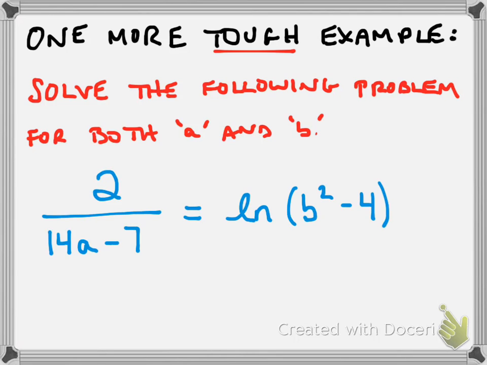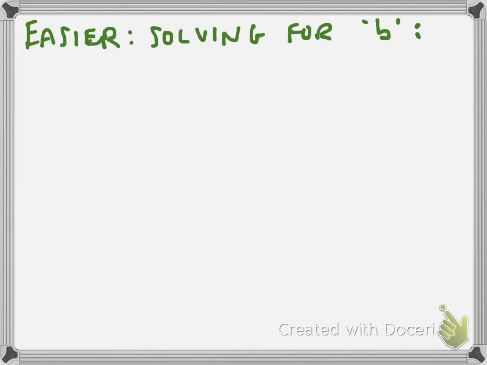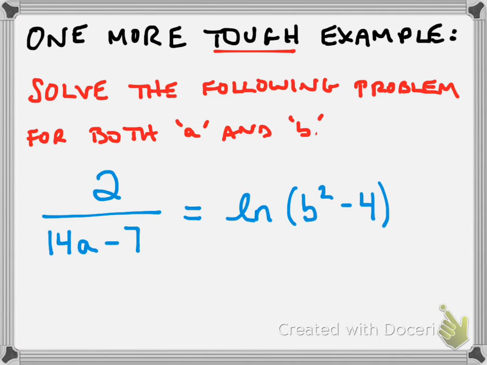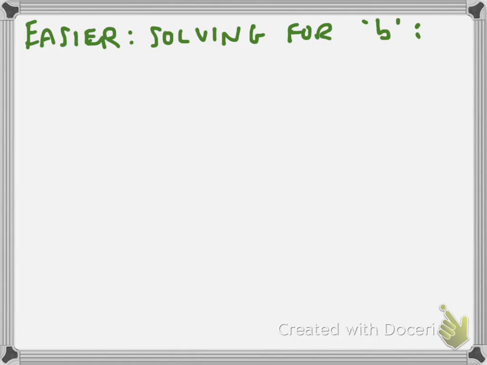And finally, I'm going to give you one more tough algebra example. We're going to solve for both a and b here. So a here, b here, and we're going to start with the easier one to solve for, which is going to be b. Alright, so I'm going to rewrite this equation.